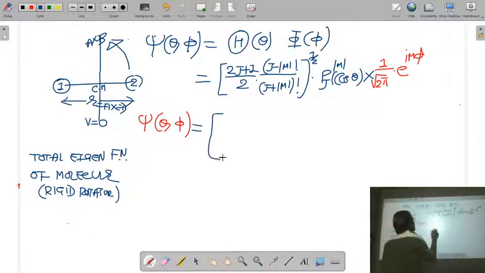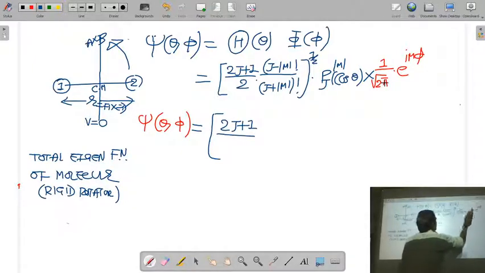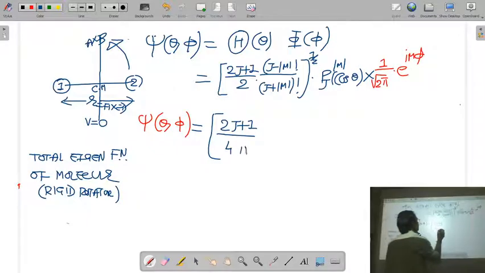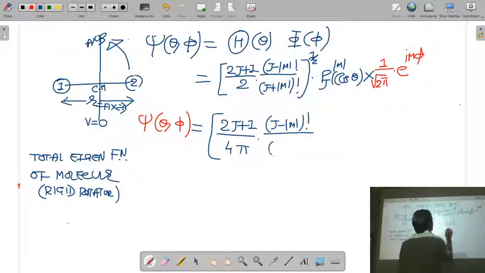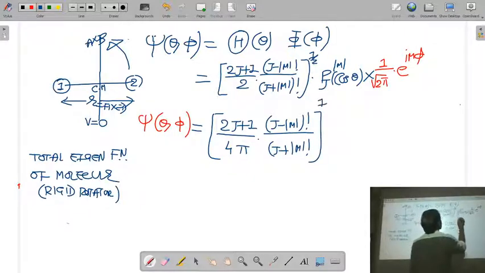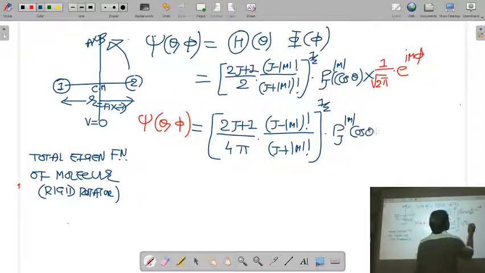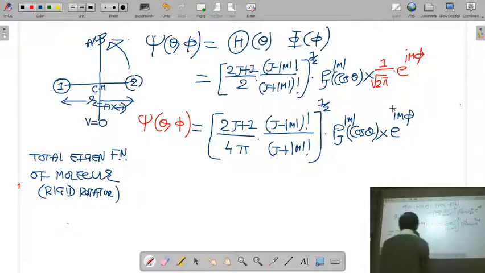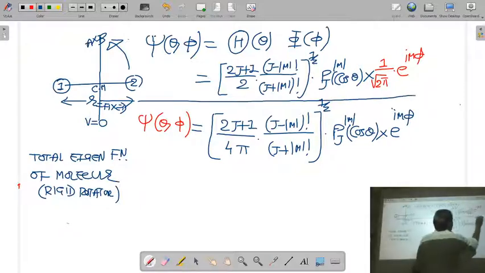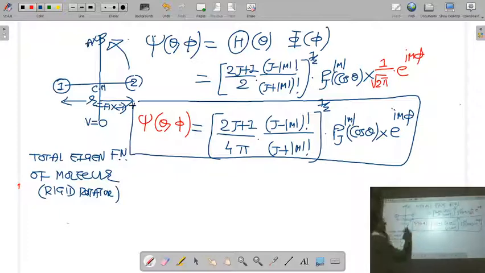So the total eigenfunction of the molecule psi is equal to 2j plus 1 upon, 2 into 2 pi will be 4 pi, j minus m factorial upon j plus m factorial, raised to 1 by 2, P_j^m(cos theta), which is the associated Legendre polynomial, into e raised to i m phi. So this equation gives the eigenfunction of the molecular rigid rotator.